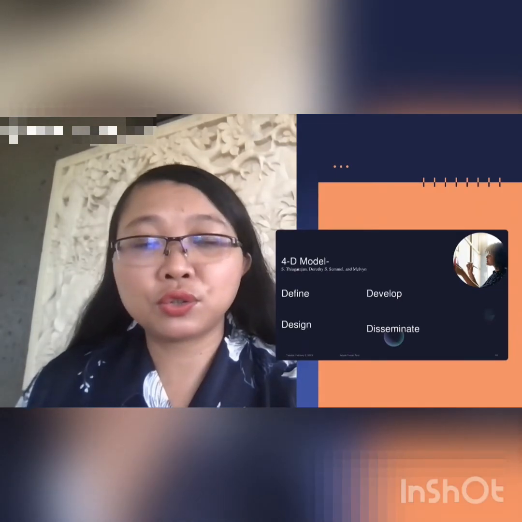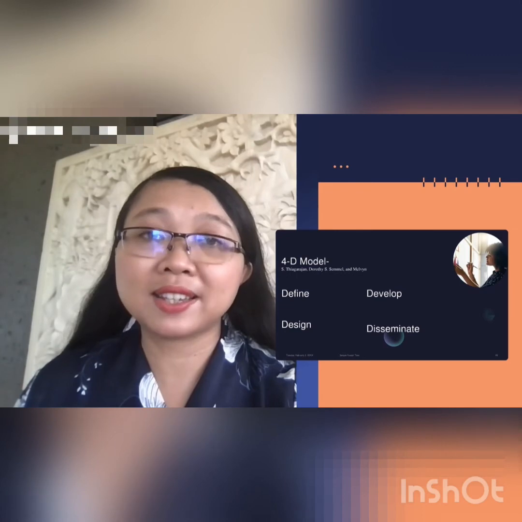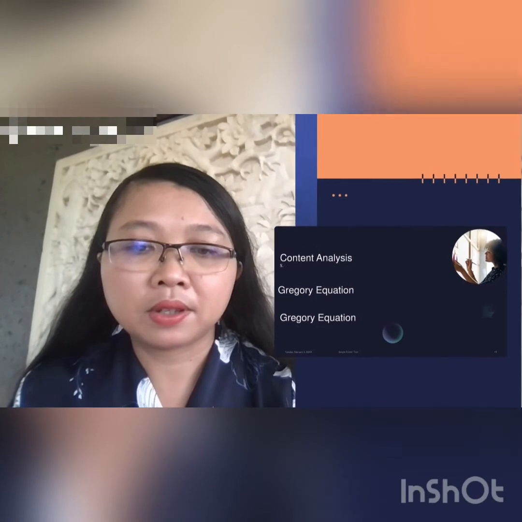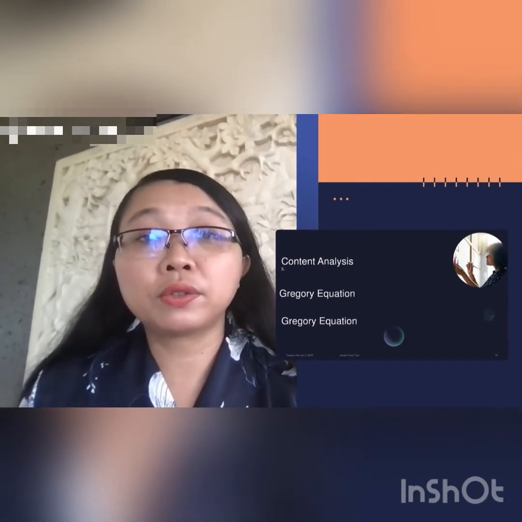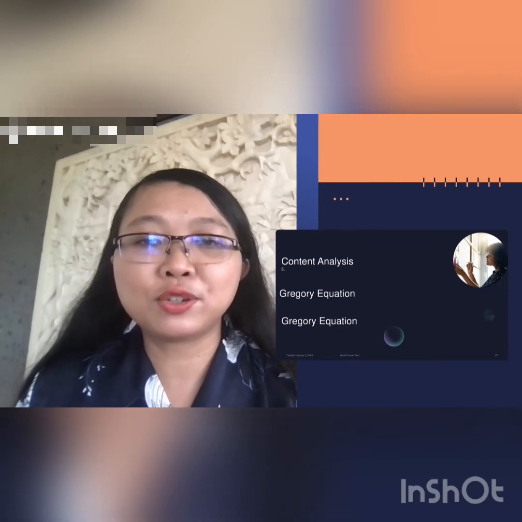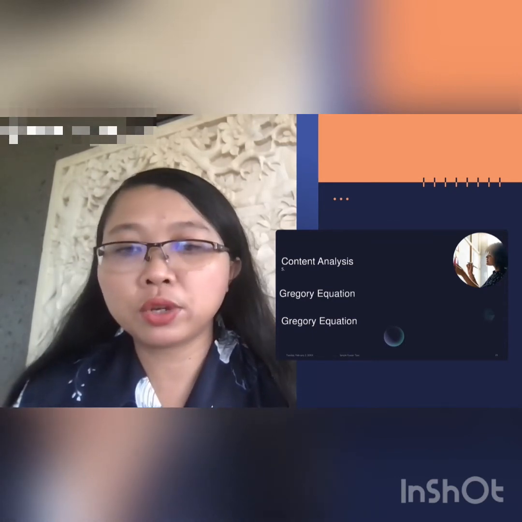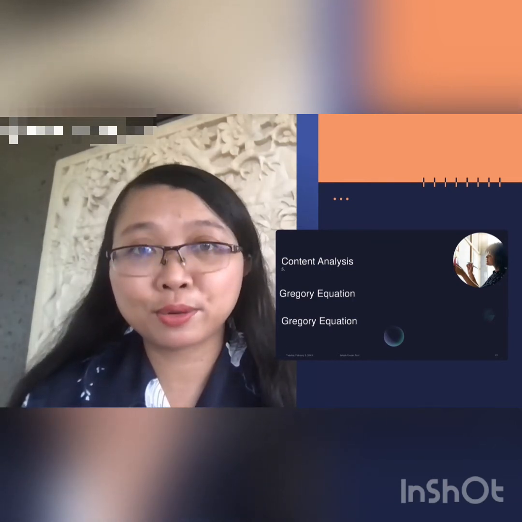This research is using a 4D model that consists of define, design, develop and disseminate. However, this study did not disseminate because this research was not developed on a broader scale. The content analysis is very important. In order to know the validity of this content, we are using the Gregory equation, and because the data is polytomous, we are using a product moment. For the reliability, we are using an alpha Cronbach.